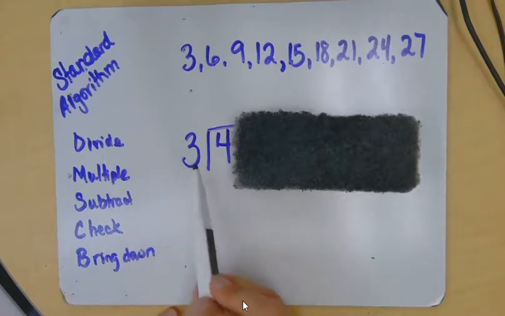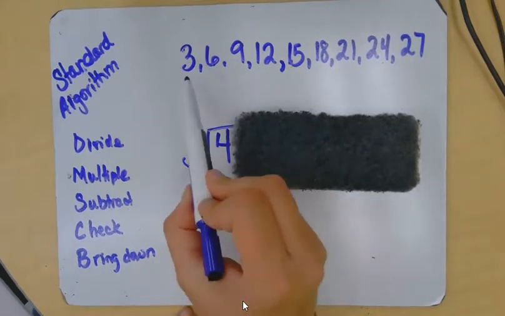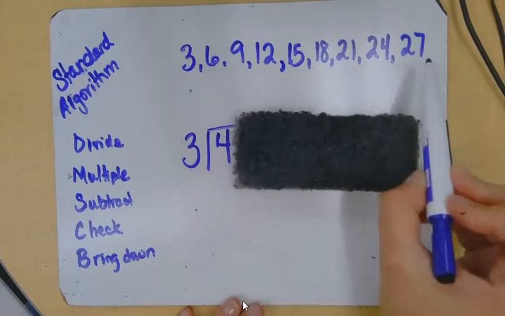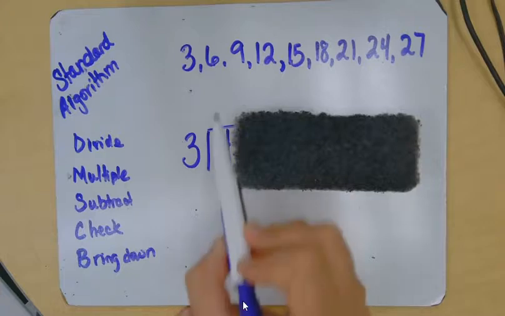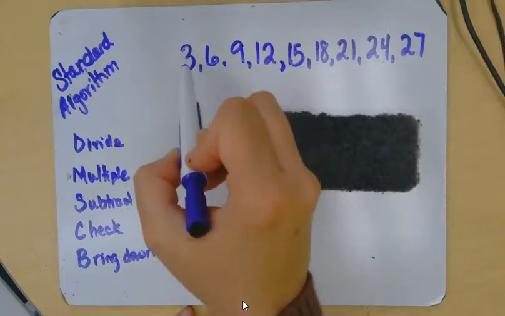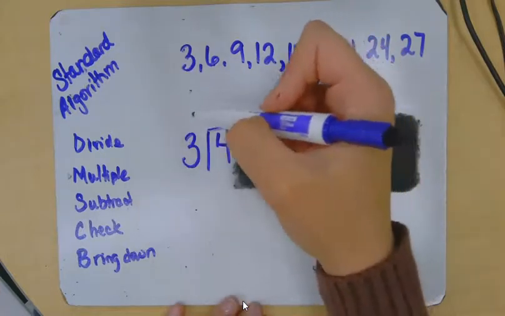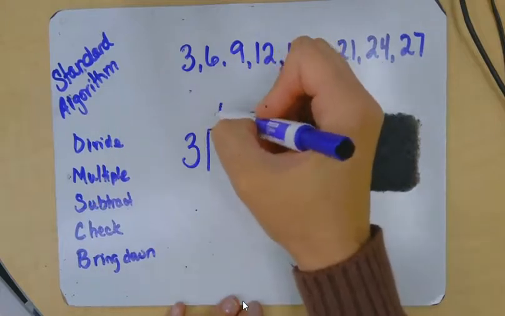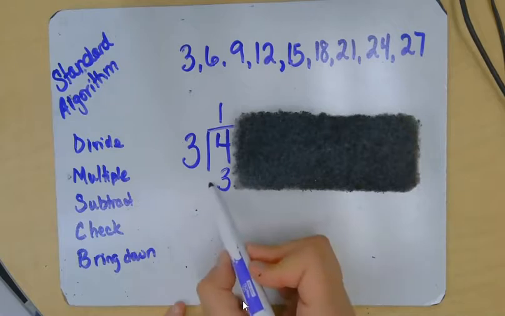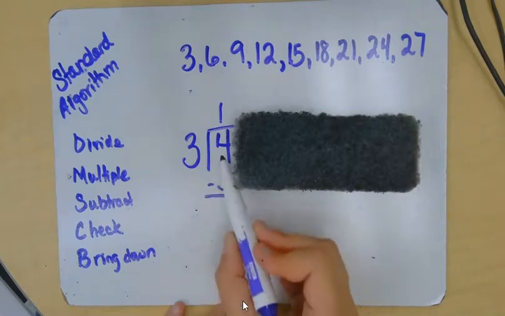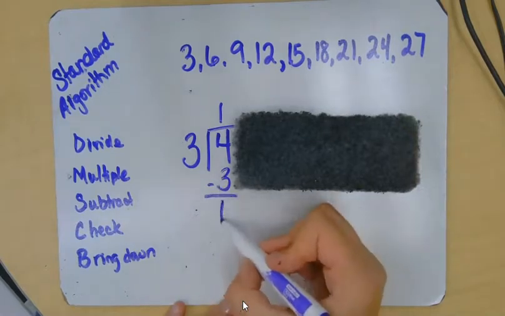Is there any number times 3 that equals 4? And that's where I look in my multiples column. Is there a number that comes close to 4 without going over? Yes, that 3. That means now I'm multiplying. 3 times 1 equals 3. Now I'm going to subtract those two numbers. 4 take away 3 is 1.